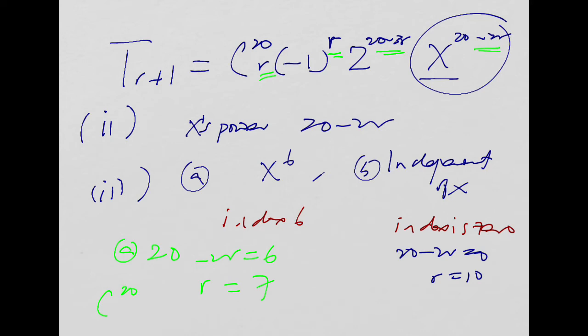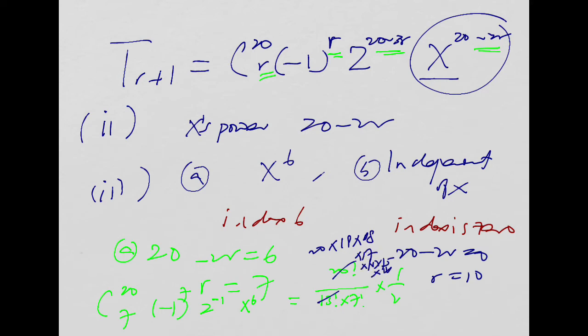So it's 20C7, 2 to the power 20 minus 3 times 7, minus 1 to the power 7, X6. Okay, so minus 1 to the power 7 is minus 1, right? So you just use your calculator. If you don't like, you can use a factorial to calculate this thing: 20 times 19 times 18 times 17 times 16 times 15 times 14 over 7 factorial. Then you just use the calculator, it's easier.